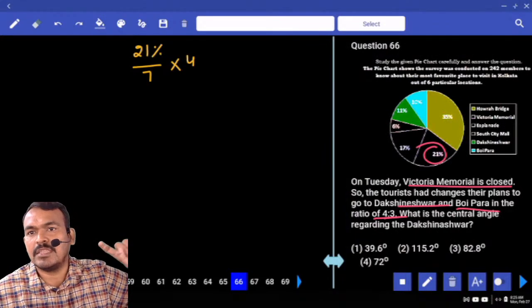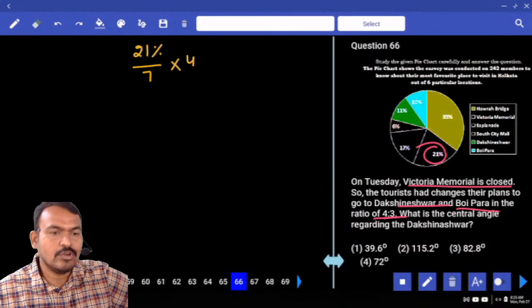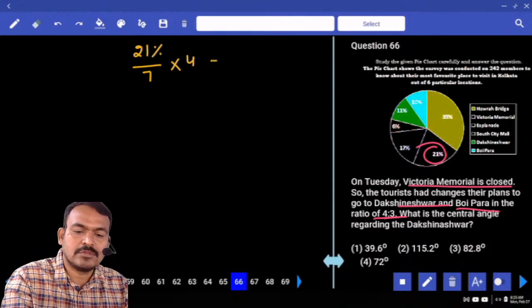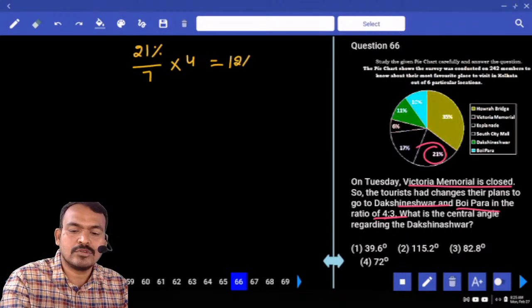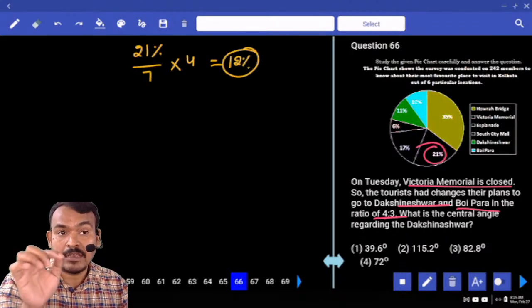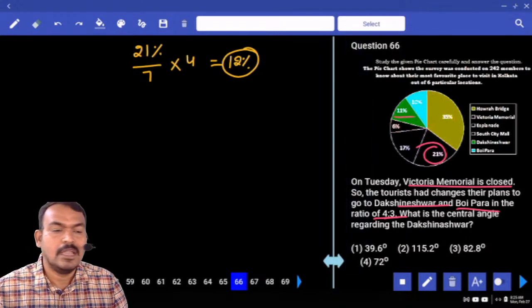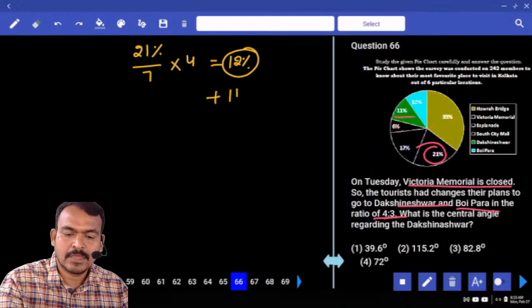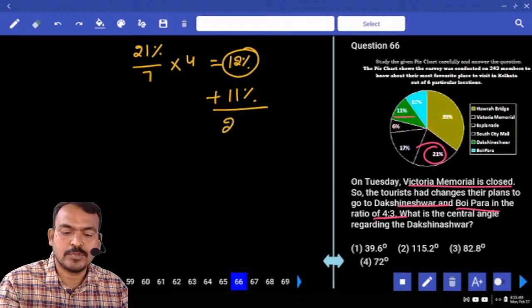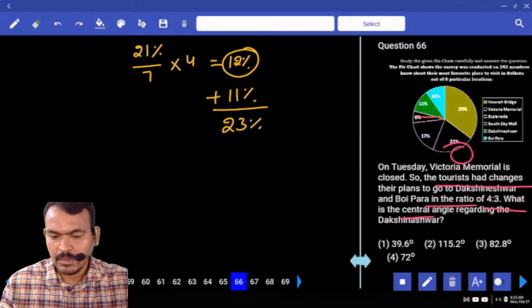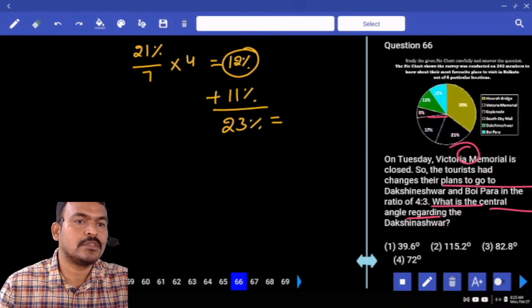21 by 7 we get the one part value. Into 4 means we get the additional value for Dakshineshwar. 7 how many times? 3 times. 3 fours how much? 12. It is the additional value of Dakshineshwar. Already Dakshineshwar is how much percent? 11%. 12 plus 11%, total how much percent? 23%. 23% converted to degrees.